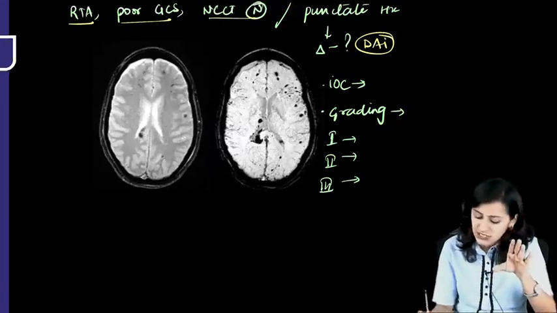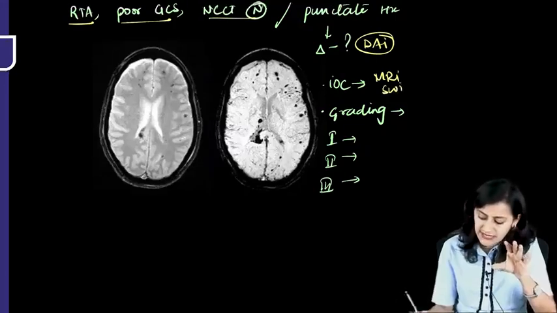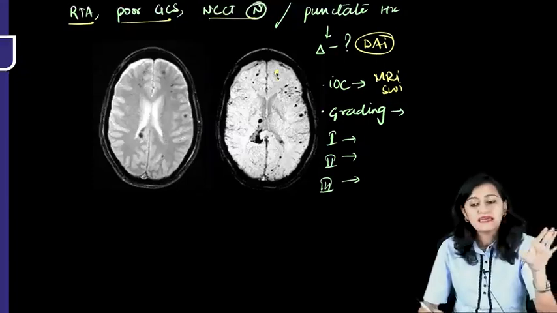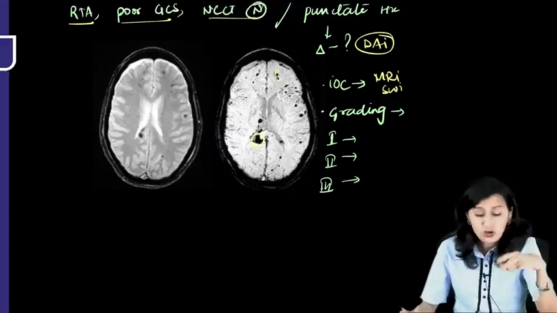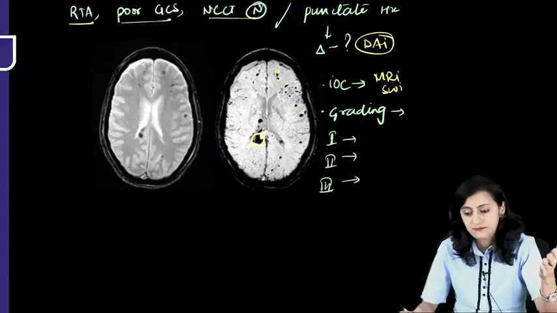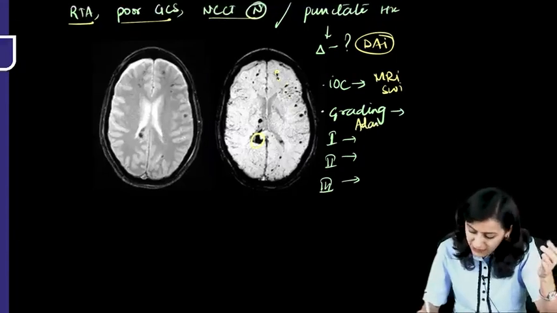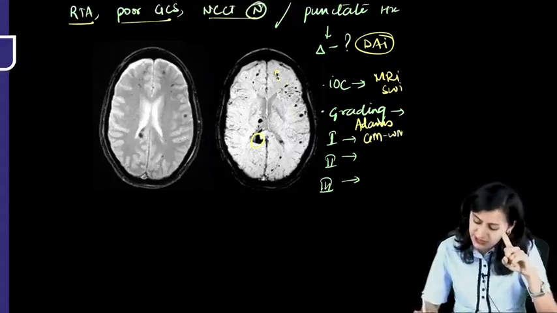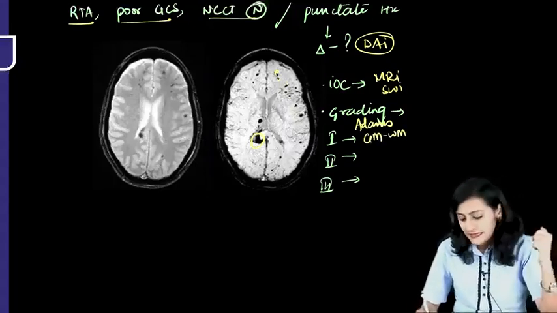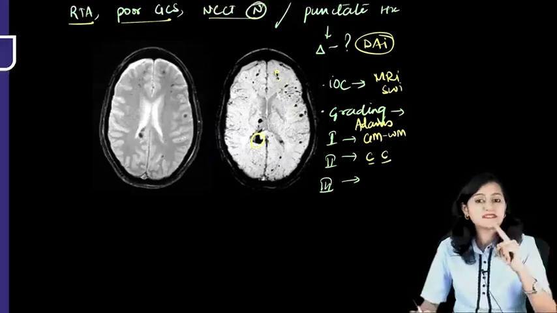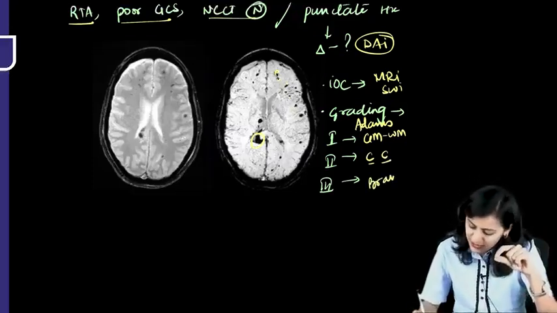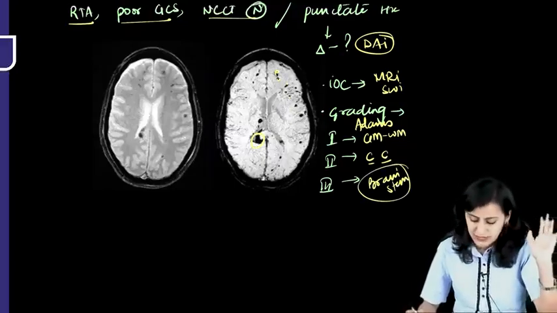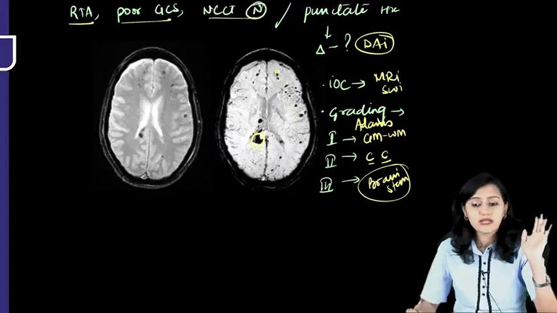In diffuse axonal injury, the investigation of choice is MRI SWI to look for those punctate hemorrhages which appear as black areas of blooming. It can involve the corpus callosum, it can involve the brainstem. So we have Adams grading for diffuse axonal injury. Grade 1 is when we have the hemorrhage at the gray matter, white matter interface. Grade 2 is towards the corpus callosum, and grade 3 is the involvement of the brainstem, which has the most poor prognosis, right? So this is diffuse axonal injury.